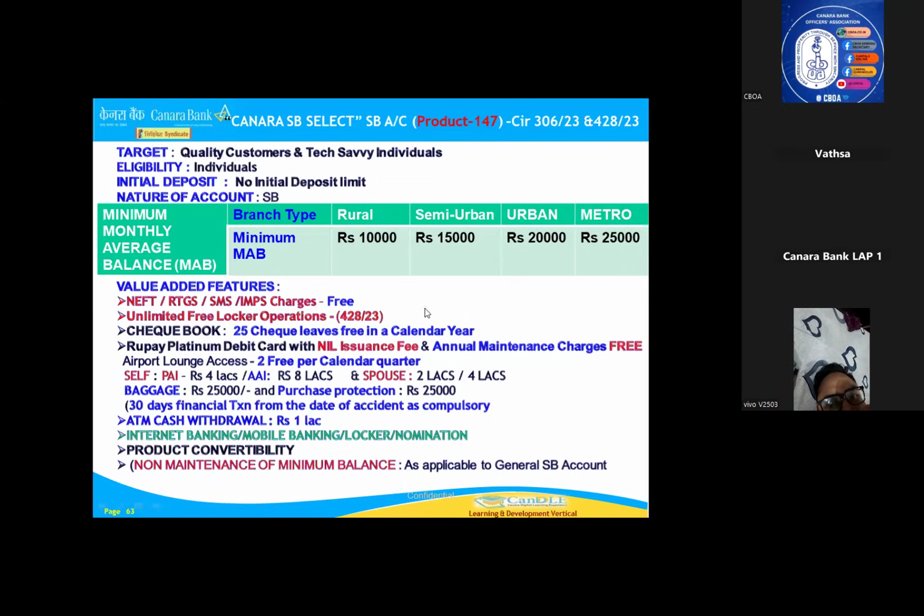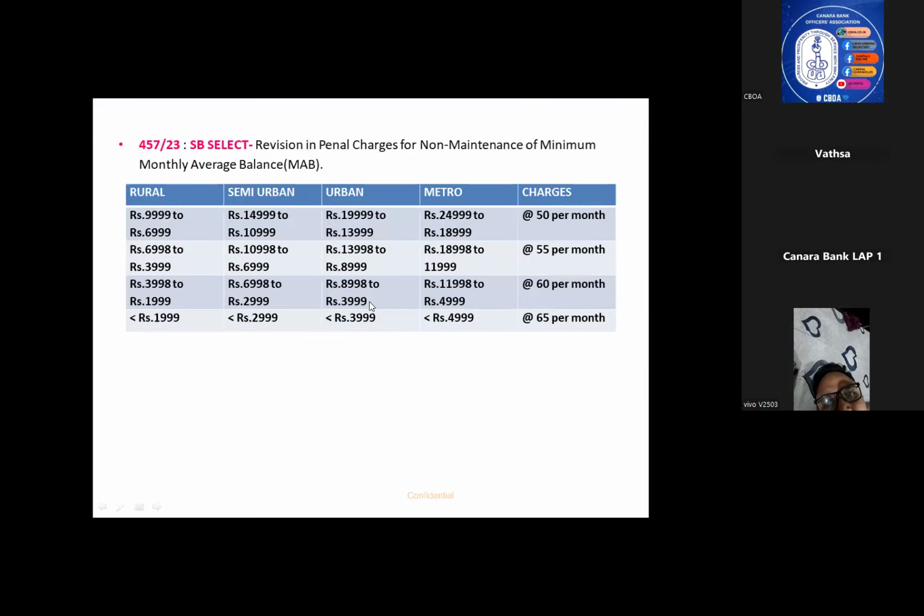Okay, now non-maintenance of a minimum balance does not attract any penal charges. So if they maintain these, then they are giving all these benefits. If they are not going to maintain this minimum balance as required, then they will not get all these value-added services. It will be withdrawn, and for whichever period the balance is reduced, the charges will be collected. Okay. This is SB Select.